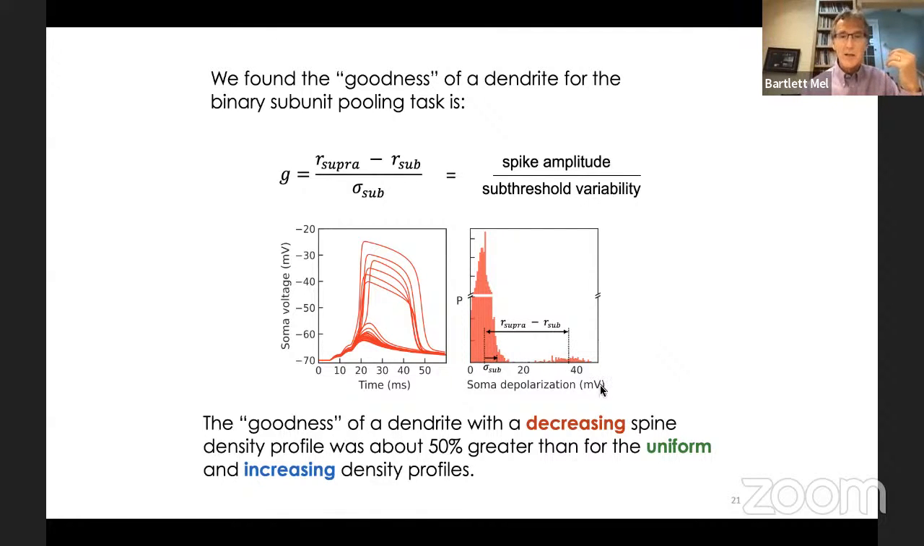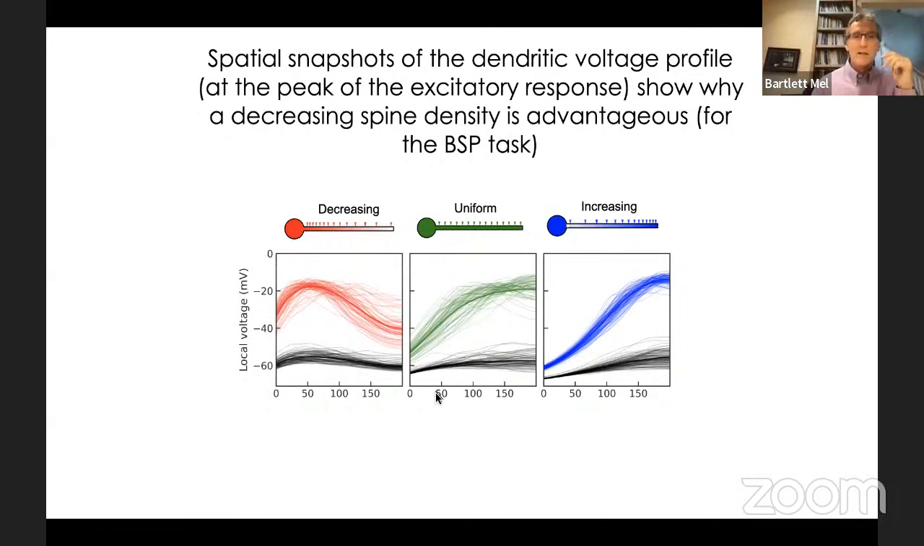the no cases. And we made up this measurement because we were trying to figure out, well, how do we measure things about different dendrite cases and decide how good they're going to be, or try to predict it. And it turns out that this measure, if we just apply it to the cases that I already showed you, is about 50% bigger goodness for the decreasing case than either of the other two cases, so that it predicts that it will perform better at the binary subunit task, and it does. Okay, now why is it that the decreasing case is better?